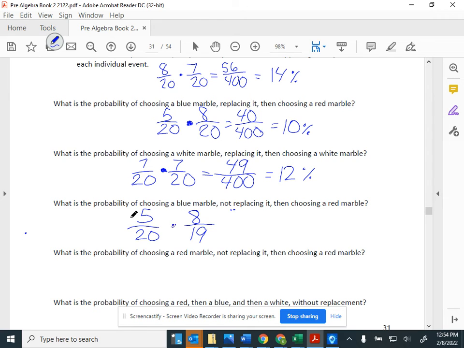So then we have to multiply it. So 5 times 8 is 40. 20 times 19, 380. And that gets me 11%. So be careful if you are replacing it or not replacing it. It will change your numbers. So pay attention to what you are reading.